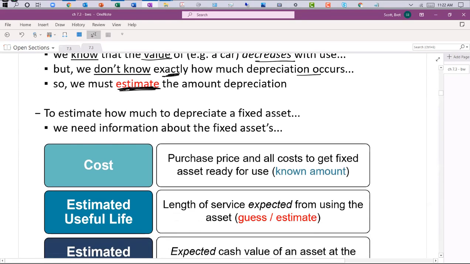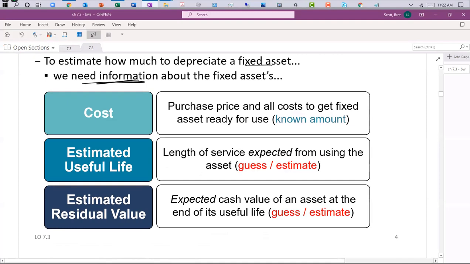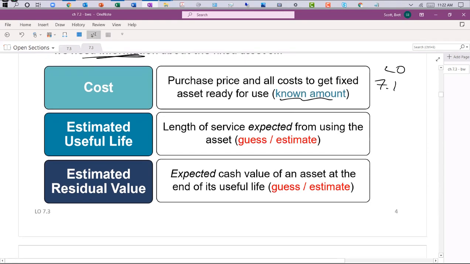To estimate how much we depreciate a fixed asset, we need certain information about the fixed asset. Specifically, we need to know its cost. We need to know how much we paid to get the asset in place and ready to use. So that's going back to 7.1. Learning objective 7.1 helps us recall what the known amount is for that cost basis.